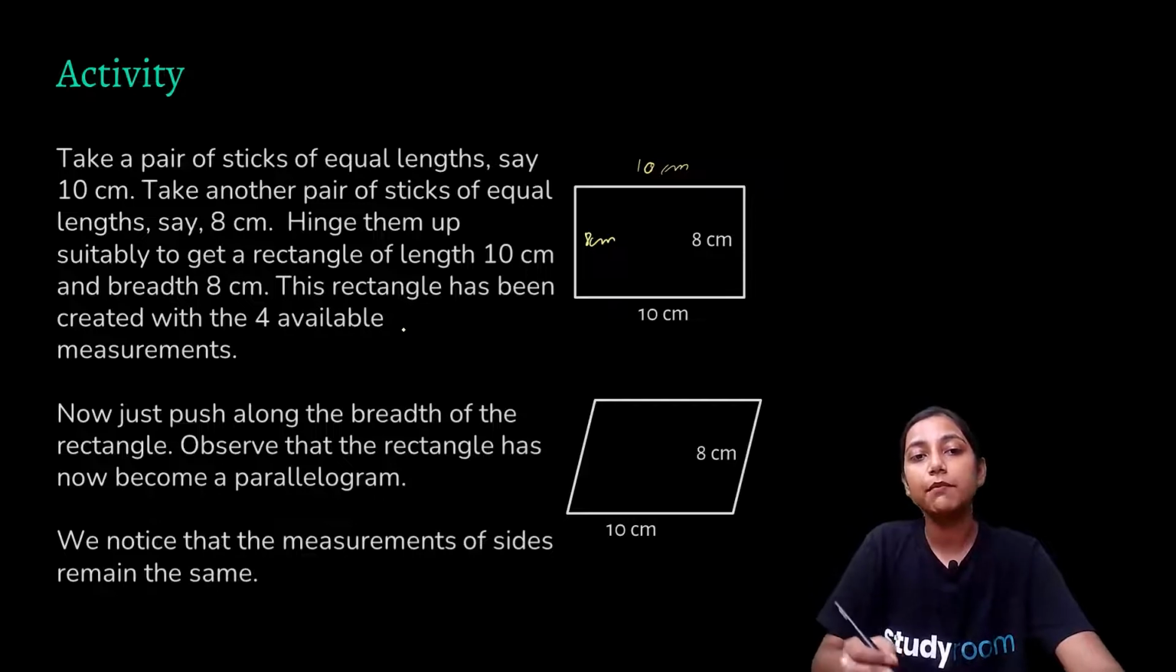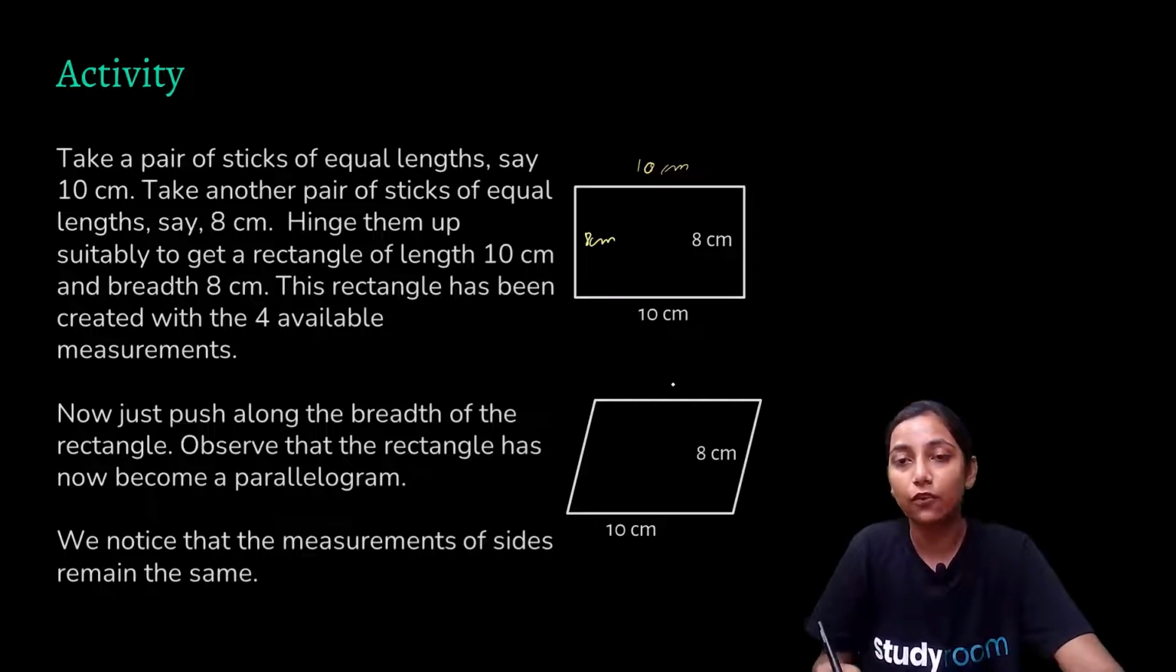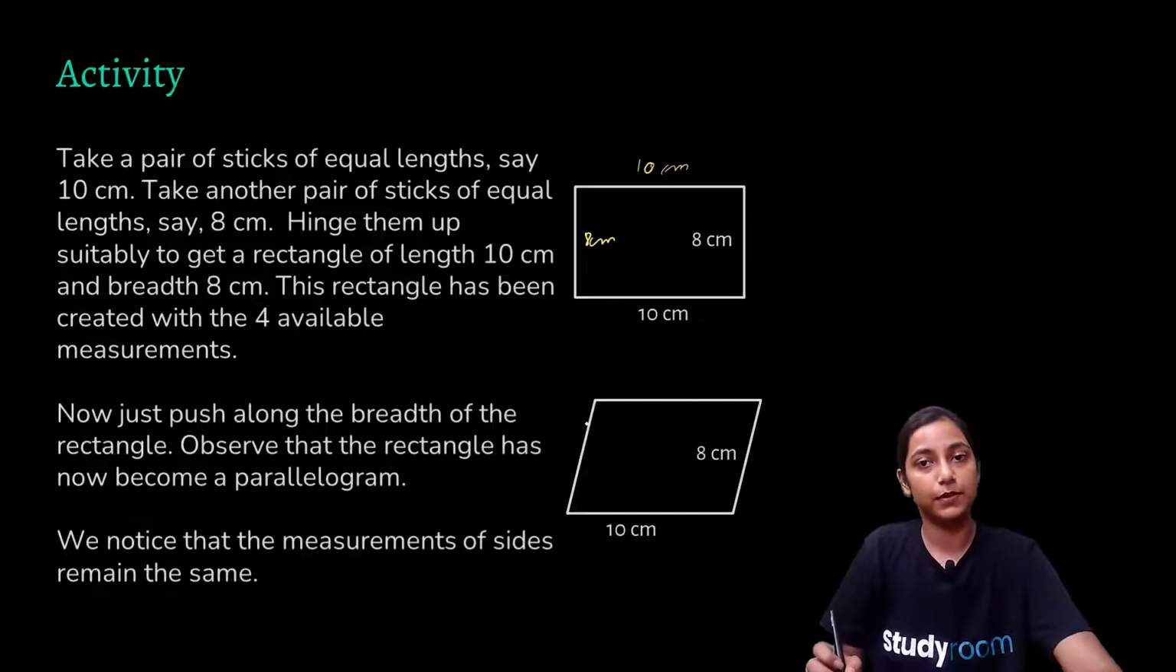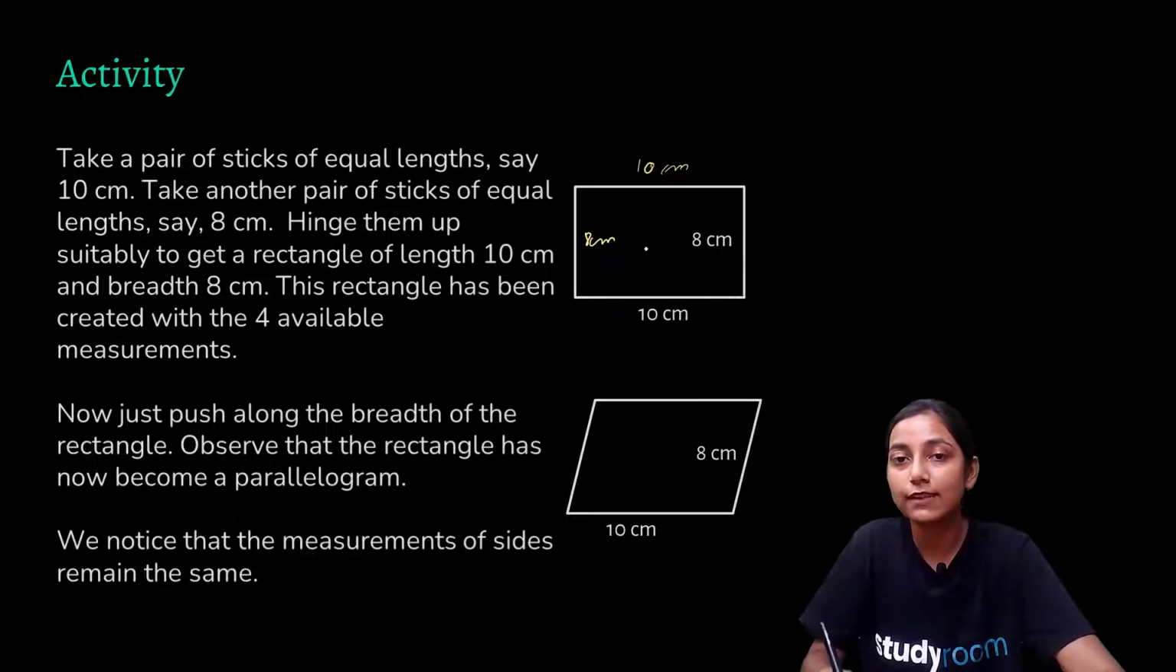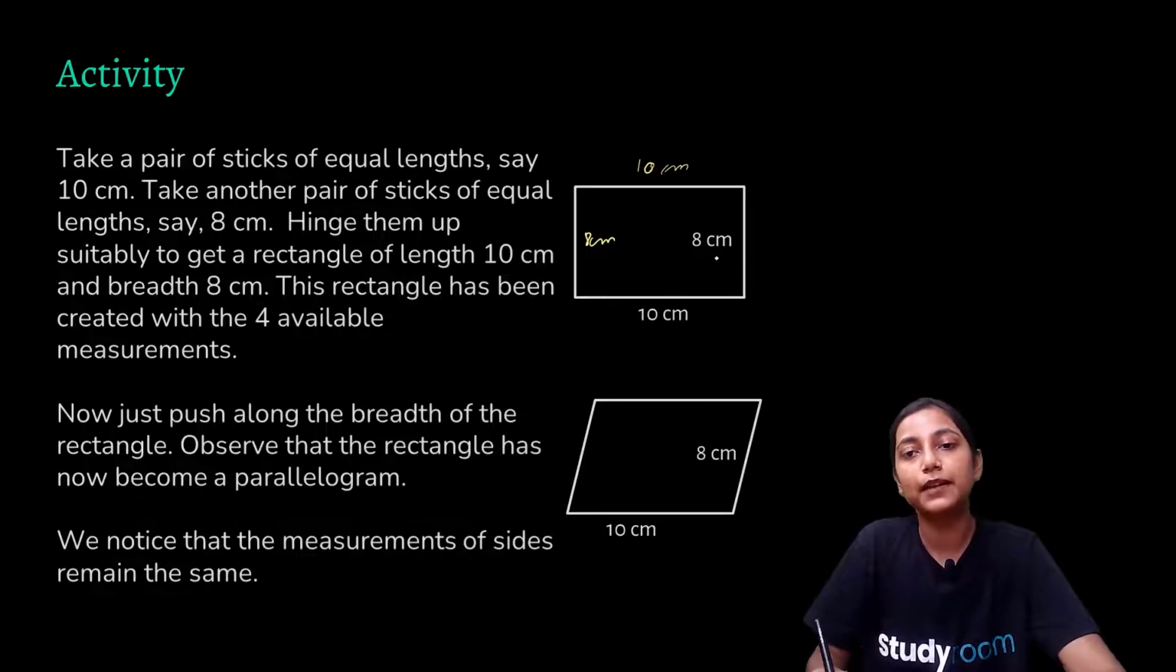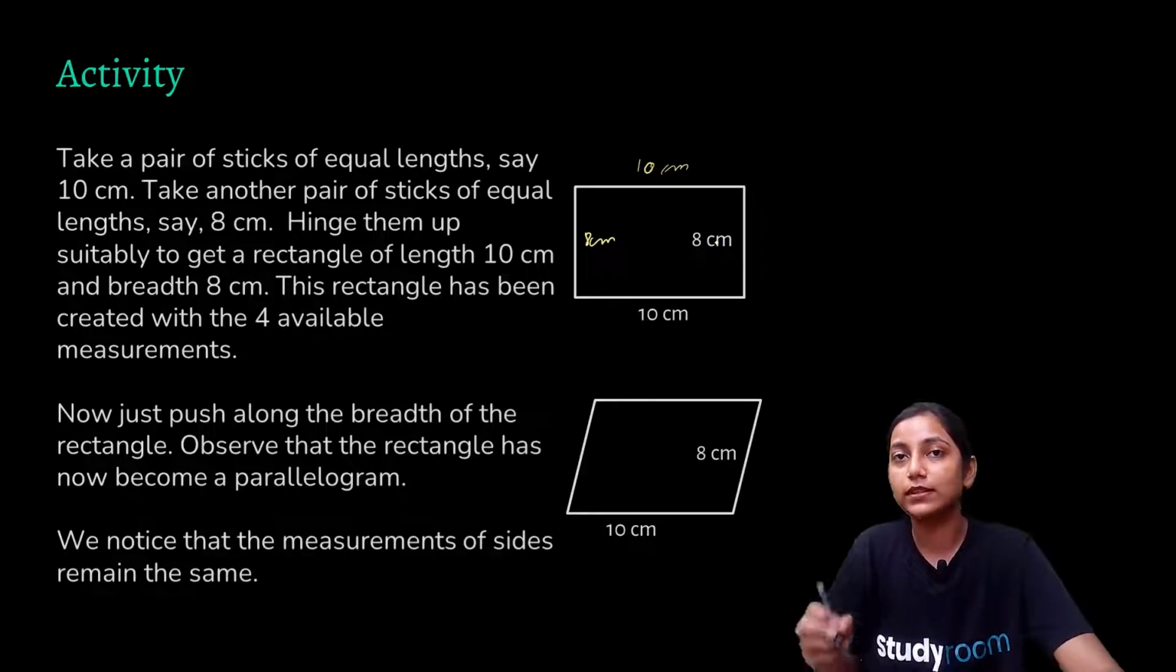We need to hinge them up in order to get a rectangle with length 10 centimeter and breadth 8 centimeter. Now this rectangle has been created with the four available measurements. You can see that this rectangle has length 10 centimeter, made with the two sticks of length 10 centimeter, and breadth 8 centimeter, made using the sticks of length 8 centimeter.